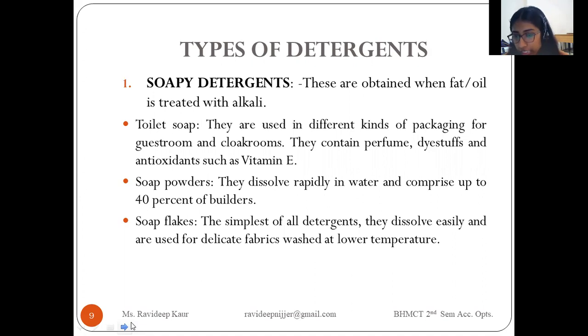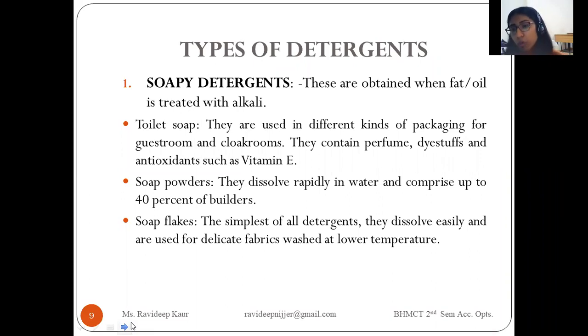And what does toilet soap contain? Perfume, a scent, a good scent, and a dye stuff, the color. The color we get in the soap is from the dye stuff, and the antioxidants such as vitamin E. So these are the things which toilet soap can contain.